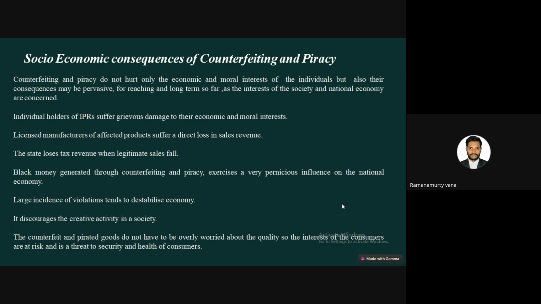The large incidence of violations tends to destabilize the economy. It also discourages creative activity in a society. If there is no regulation regarding infringement, then who will want to invent or apply his innovative mind? So it is a discouraging activity in society. And counterfeit and pirated goods do not have to be overly worried about quality. So the interests of consumers are at risk, and it is a threat to the security and health of consumers also.